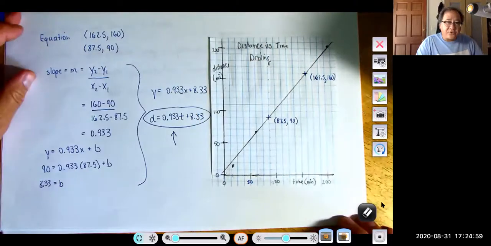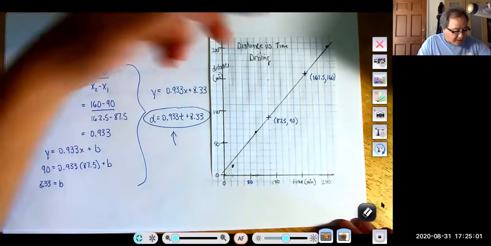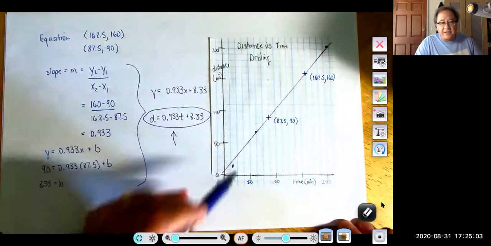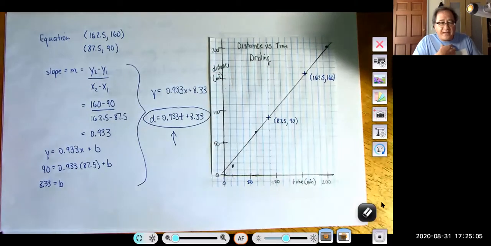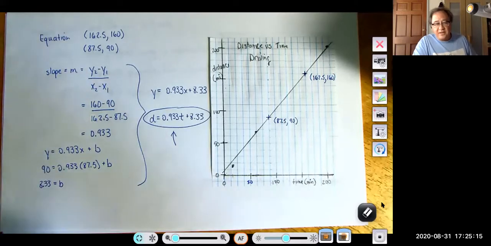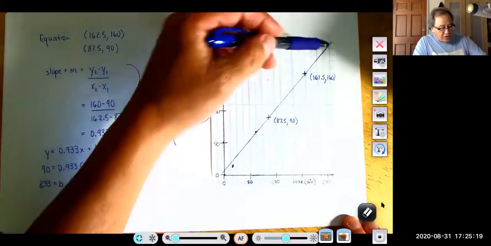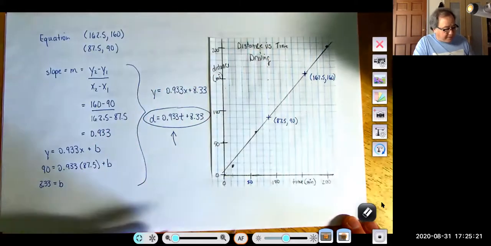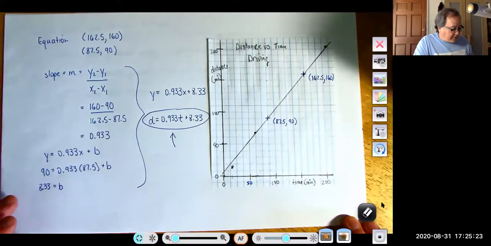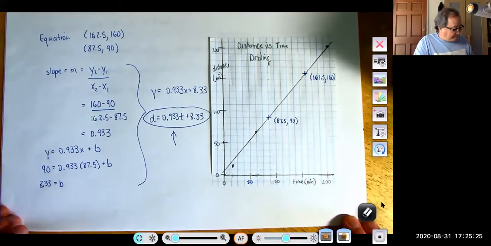Now, why did I draw my line closer to this top dot and farther away from the bottom dot? Well, in my opinion, that bottom dot represents a smaller length of travel and is probably less representative of my overall speed, if you will, for this whole trip. So I tried to make the line closer to the longest part of the trip and maybe farther away from that. So this is what I got.